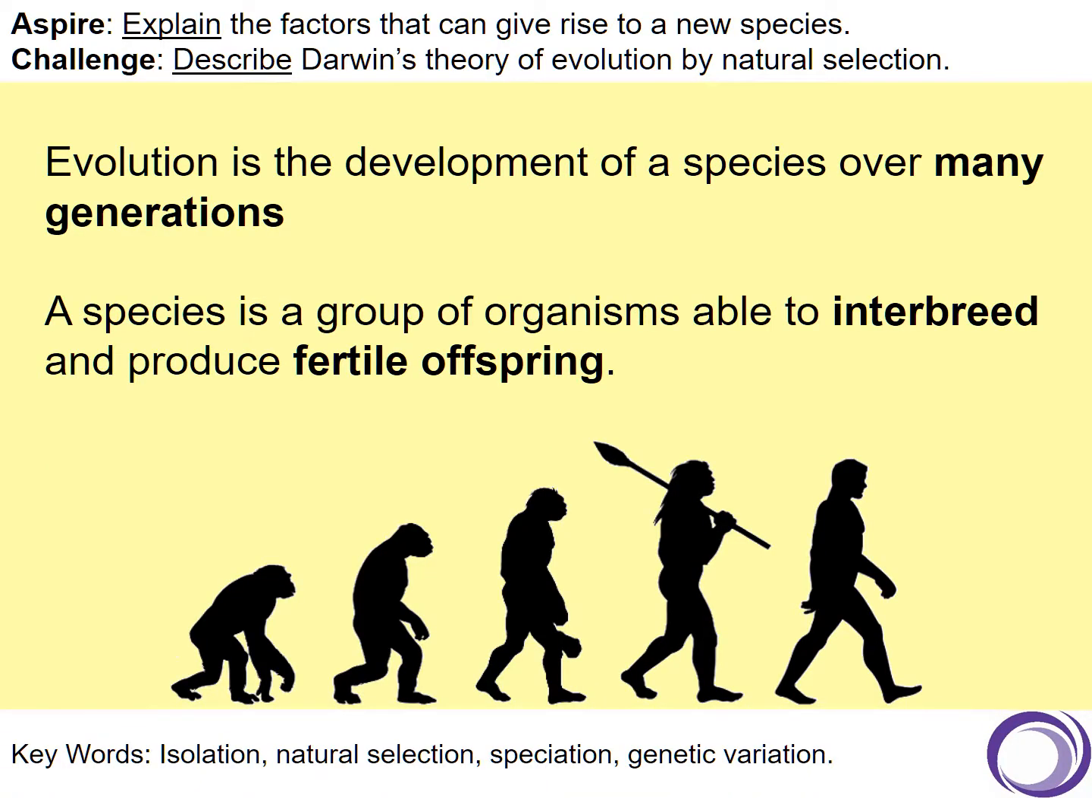So evolution is the development of a species over many generations. A species is a group of organisms able to interbreed and produce fertile offspring. And the diagram there shows the evolution of ape to man, and we're going to be looking at that in a bit more detail along with the theory of natural selection.